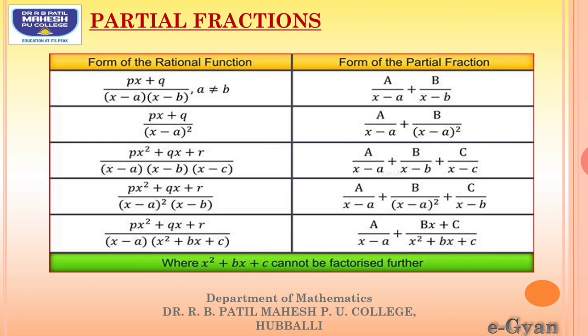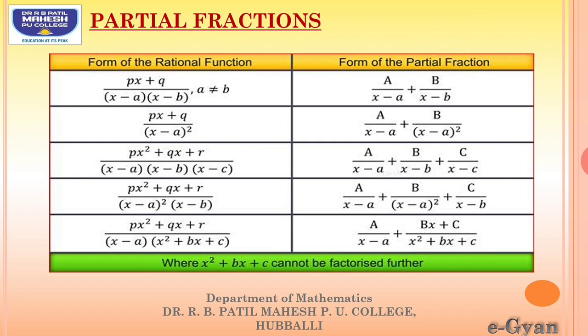So for repeated, (x minus a) whole square, and next linear is there, that term as it is, that is x minus b. So in total 3 constant terms we get: a, b and c. Next, the fifth form is (px square plus qx plus r) divided by (x minus a) into (x square plus bx plus c). So this term equals a by (x minus a) plus (bx plus c) divided by (x square plus bx plus c).